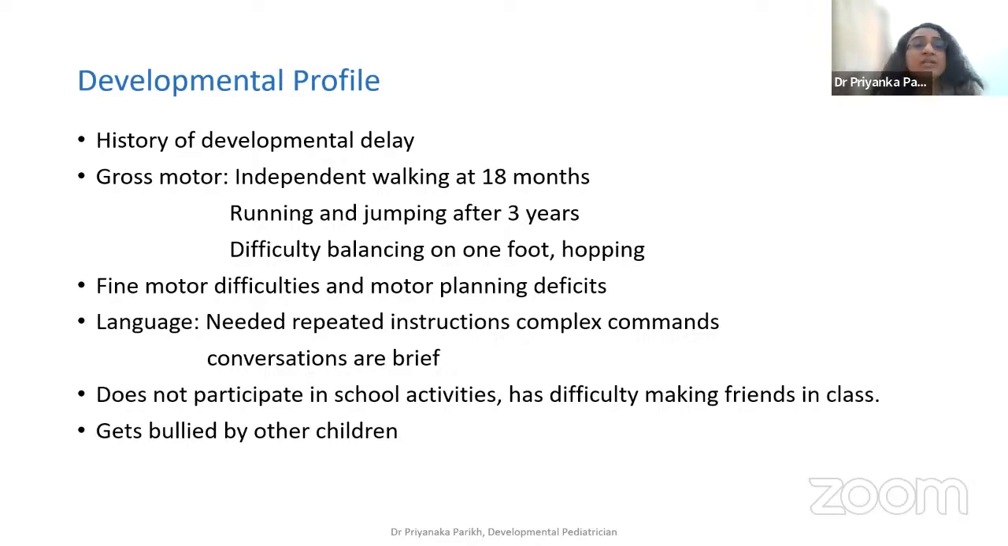The child is again showing fine motor difficulties and what we call motor planning. Any activity, even things like brushing your teeth, involves a lot of steps, which is called motor planning. So the child would still struggle to do even that simple activity of holding the cap, holding the paste in one hand, putting the paste on the brush. So there was difficulty even with the motor planning.